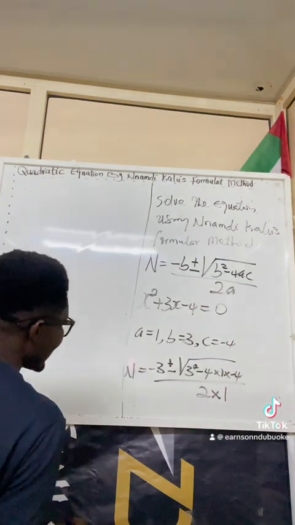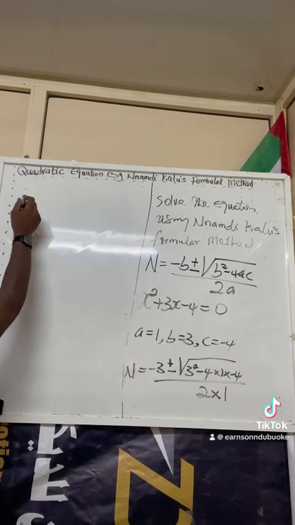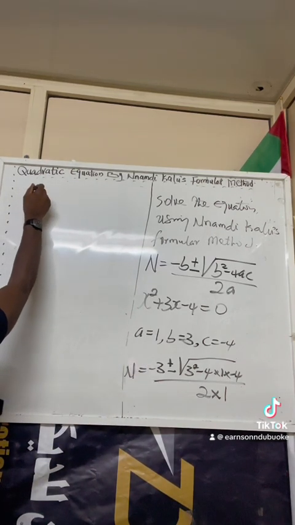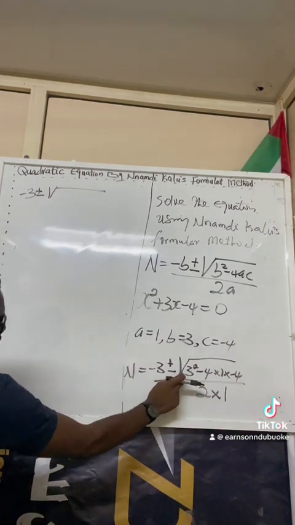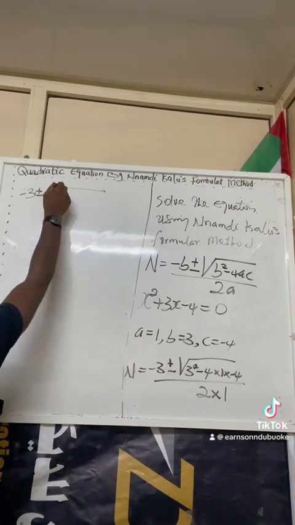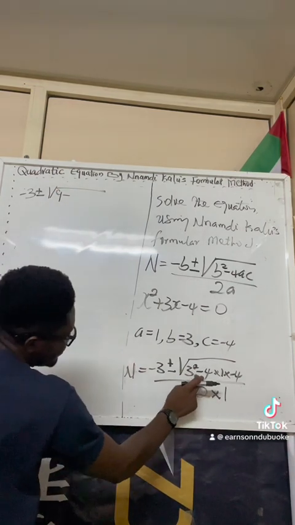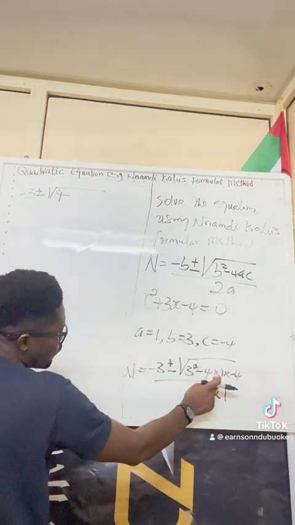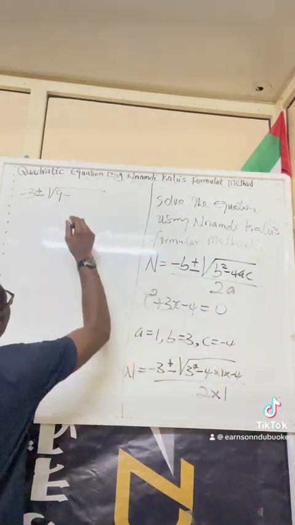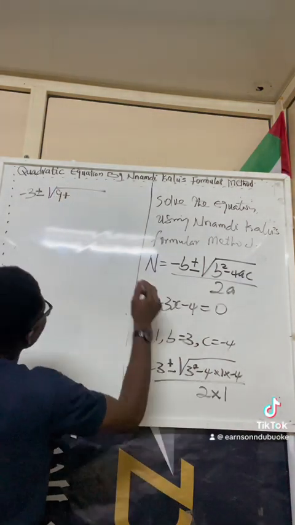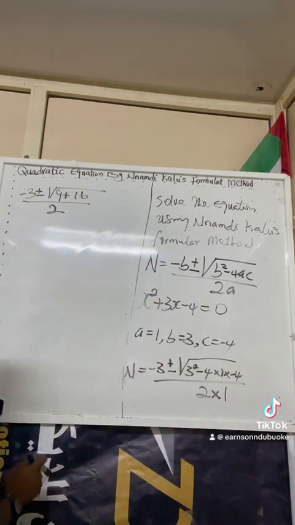So in this case now, what are you going to do? We have minus 3 plus or minus the square root of 3 squared, which means 3 times 3, which is 9. Here is minus, you put the minus, and this is 4 times 1 gives me 4, and 4 times 4 is 16. So this minus times minus gives me plus. So 4 times 4 gives me 16, all over 2, which is 2 times 1 gives me 2.